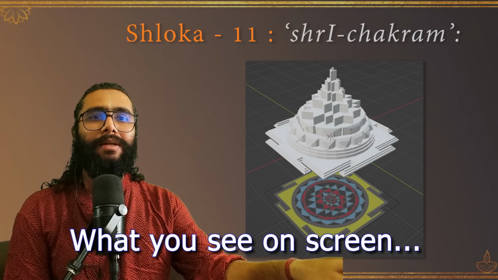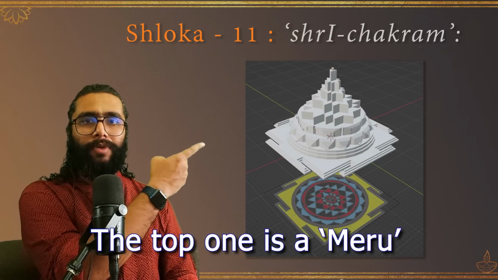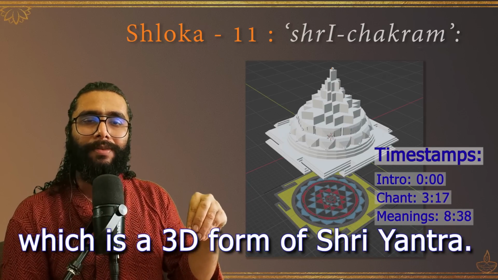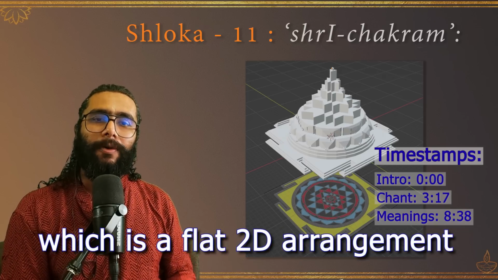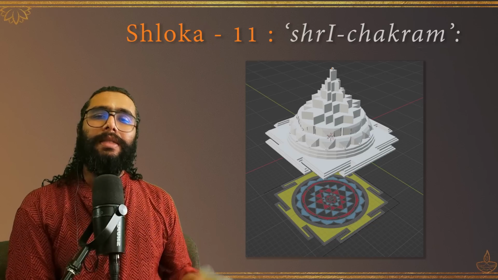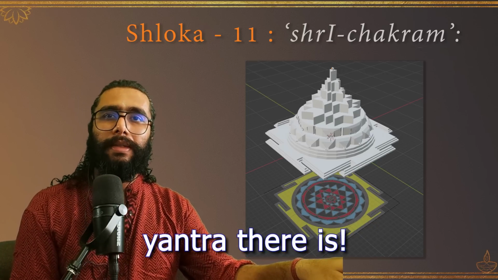What you see on screen are two different representations of what Shri Yantra is. The top one is a Meru, which is a three-dimensional form of the Shri Yantra. And the bottom one is a Shri Yantra Bhuprastaraha, which is a flat two-dimensional arrangement of Shri Yantra. This is the most complex yantra there is.